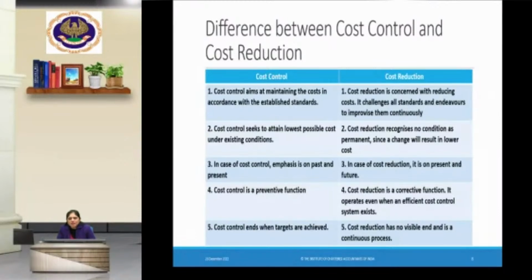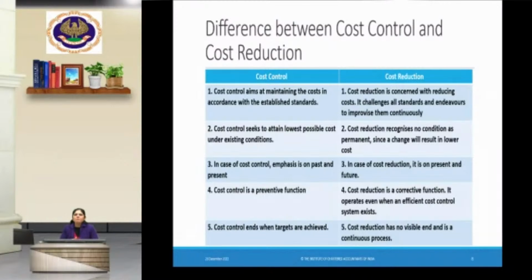In cost reduction, it recognizes no condition as permanent. In cost reduction, they say there is no minimum possible cost. There's always a scope to further reduce the cost, since changes will result in lower cost. In case of cost control, emphasis is on past and present, of course.